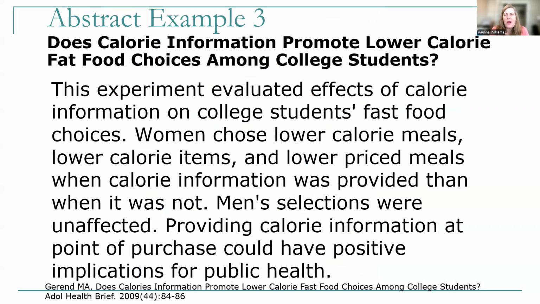Okay, one more to practice. This type of abstract is called unstructured. The other ones were structured; they had headers that helped you look through them. But in this abstract, the title is Does Calorie Information Promote Lower Calorie Fast Food Choices Among College Students? Now you're going to look at this abstract and ask yourself: is this observational? Is it experimental? Is it epidemiological? Is it a meta-analysis or a systematic review?